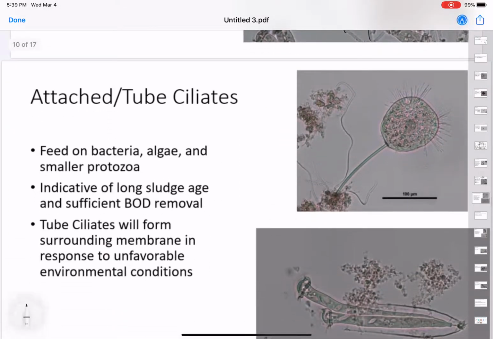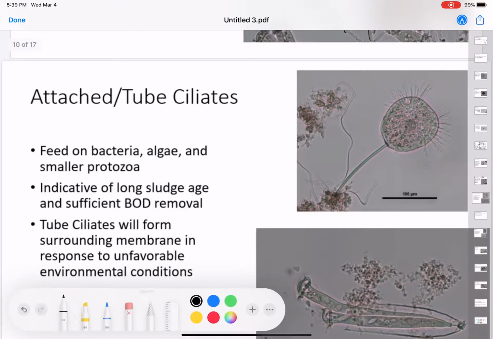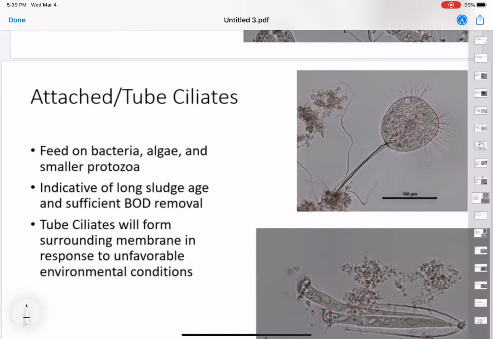There's another stalked ciliate like this, an attached tube. It's attached here to a floc, this floc of bacteria, and it looks like a tube ciliate. You can see it. It's a tube, and there is hair all over. The main reason for the hair is to allow the water to come inside the tube ciliates, so they could eat all the organics found in wastewater.